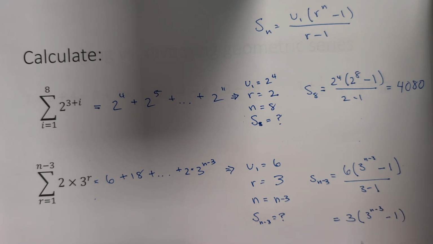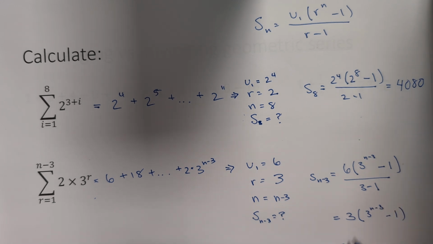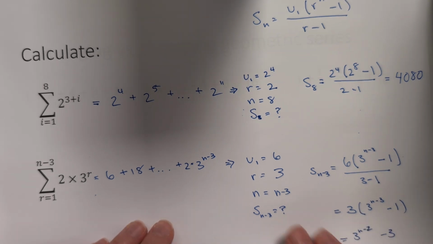You could simplify this. It's really a question of whether it's simplified or not. If I multiply the 3 to the first times 3 to the n minus 3, remember those laws, both of those are fine answers to this.